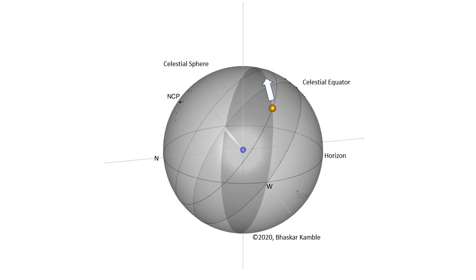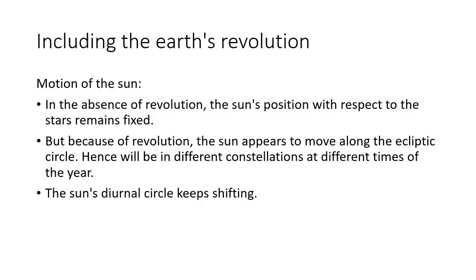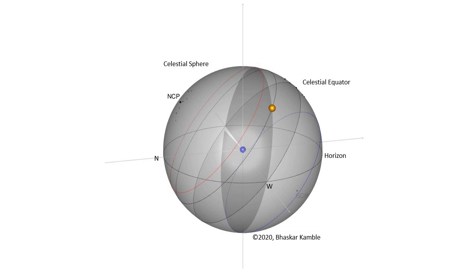The second interesting thing is that the diurnal circle of the sun keeps shifting. The diurnal circles of the stars remain fixed, but that of the sun keeps shifting. So in this picture, the diurnal circle in the summer solstice is shown as the red circle, and the blue circle shows the diurnal circle of the sun in the winter solstice. And during the time of equinox, the sun's diurnal circle coincides with the celestial equator.